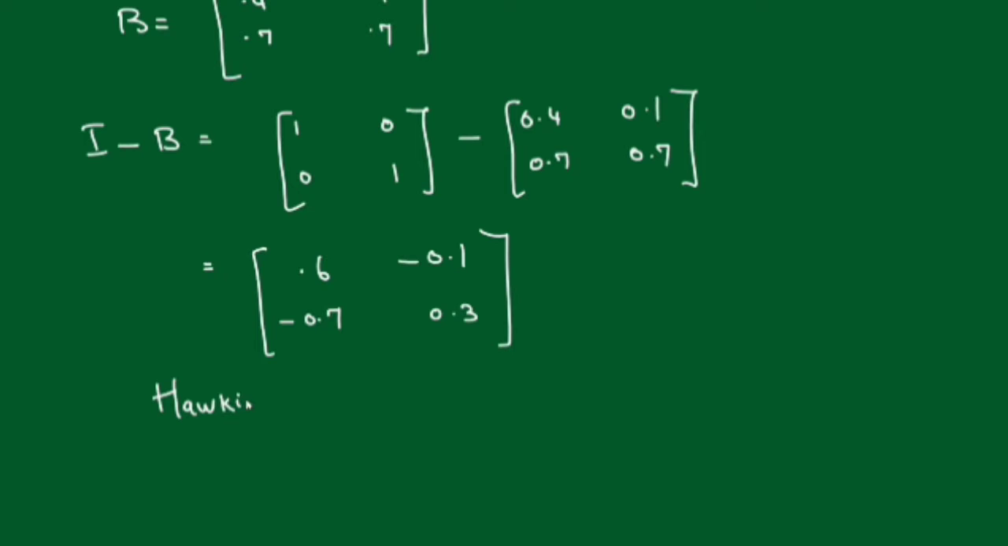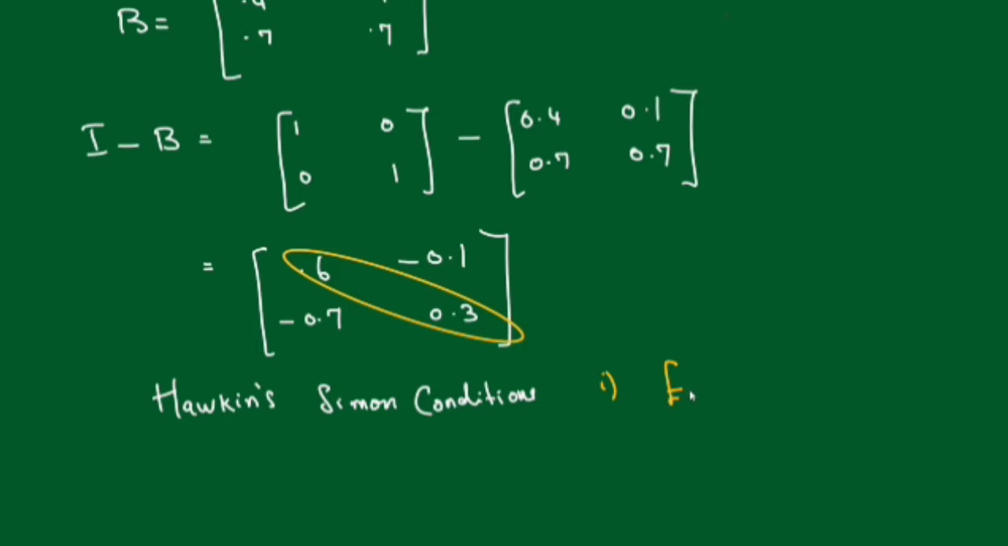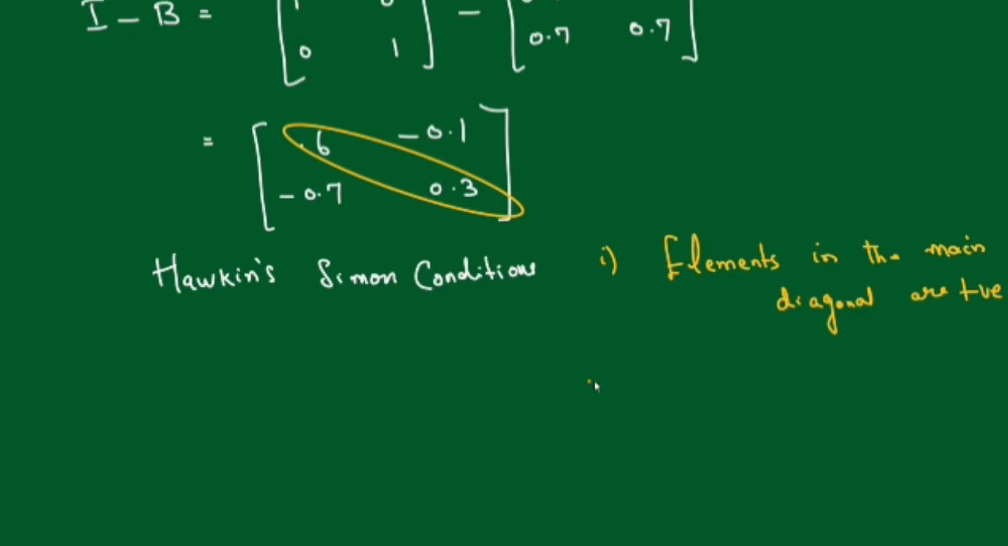What is the Hawkins-Simon condition? The elements in the leading diagonal, the main diagonal, should be positive. Are they positive? Yes, the elements in the main diagonal are positive here. What is the second condition? The determinant of I minus B should be positive.